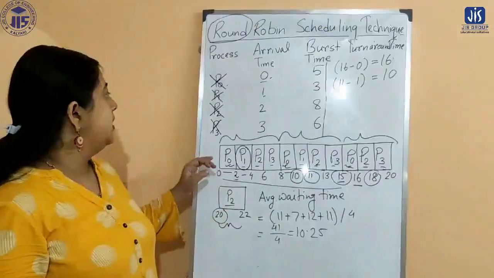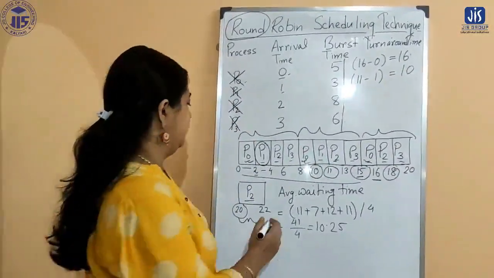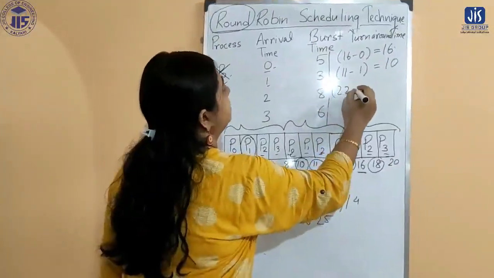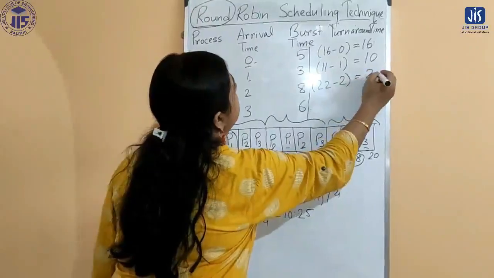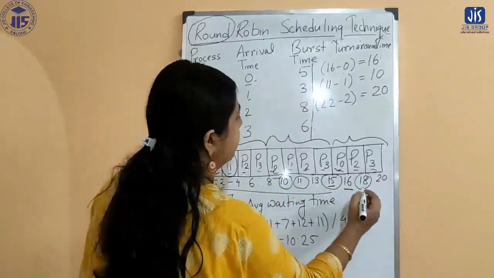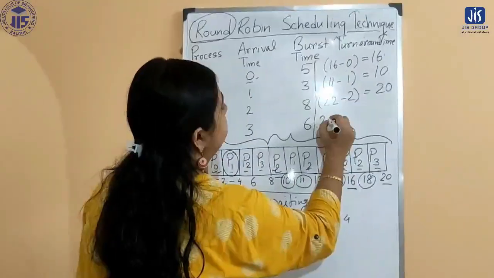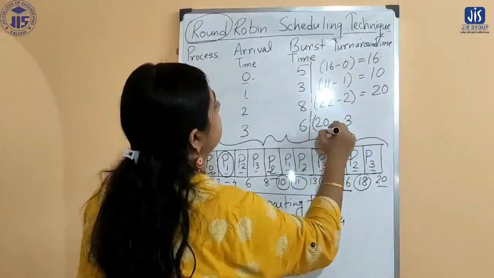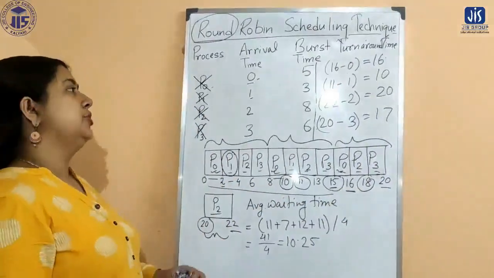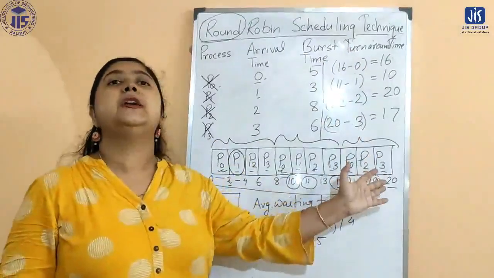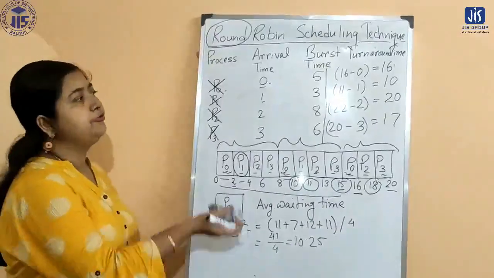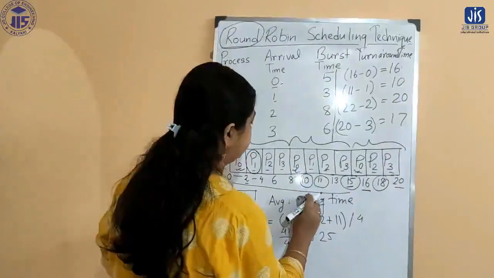Okay. Now for P2, what will it be? P2 is completed at 22. So 22 minus 2, it will be what? 20. And for P3, P3 is completed at 20. So 20 minus 3, this is basically what? 17. So these are the values of turnaround time for each process. Now obviously we are going to get the average of it.